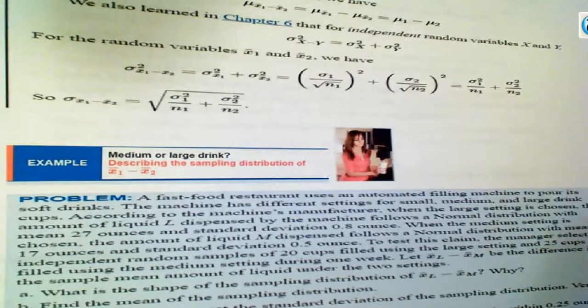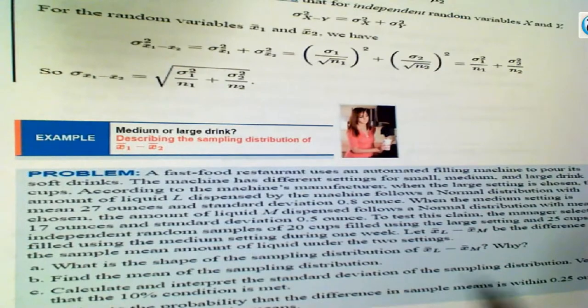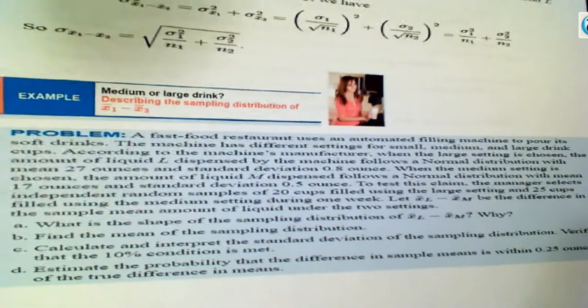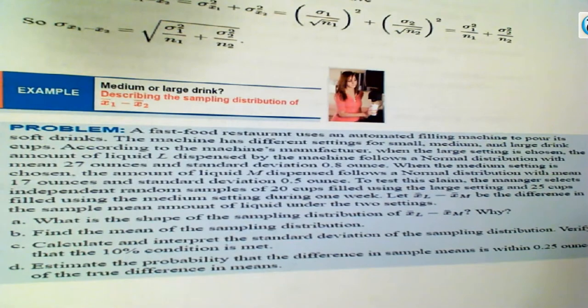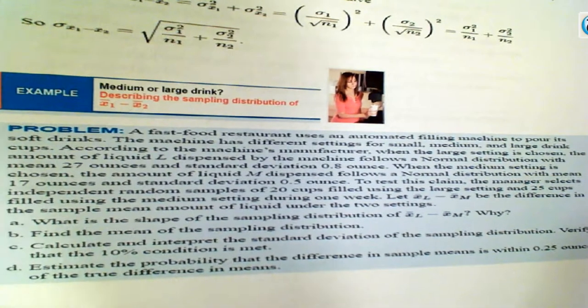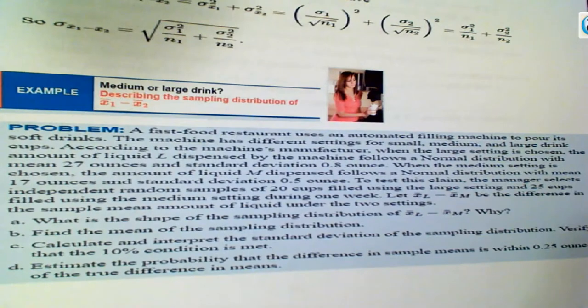What we're going to do next, we had a problem here about a fast food restaurant using an automated filling machine to pour its soft drinks. The machine has different settings for small, medium, and large drink amounts, or cups. According to the manufacturer, when the large setting is chosen, the amount of liquid L dispensed by the machine follows a normal distribution with a mean of 27, standard deviation of 0.8. When the medium setting is chosen, the amount of liquid M dispensed follows a normal distribution. There's the mean, the standard deviation.